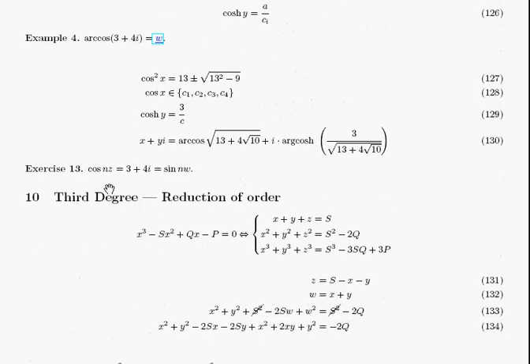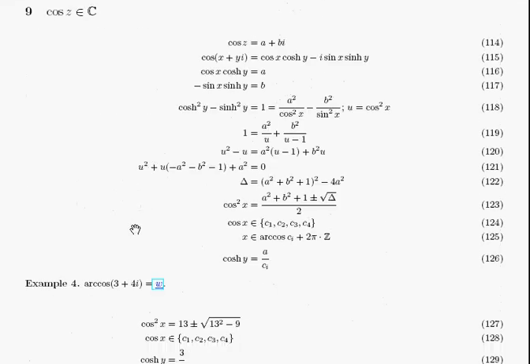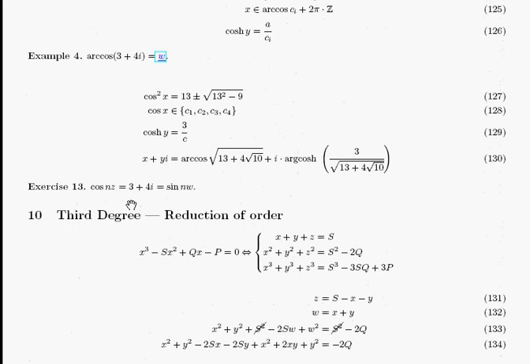Exercise. Who is the cosine of nz equals 3 plus 4i? We want to find the n-section of this number. Who is w? The cosine of nw is 3 plus 4i. We know the bisection of the arc cosine of this and the trisection of the cosine of a complex number.